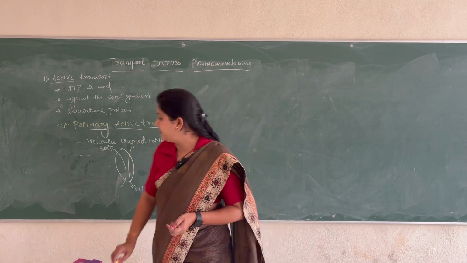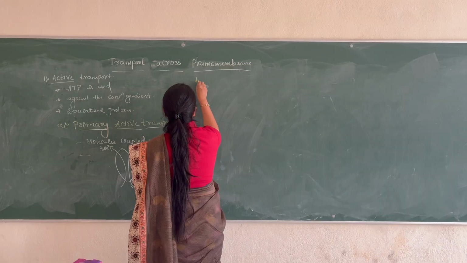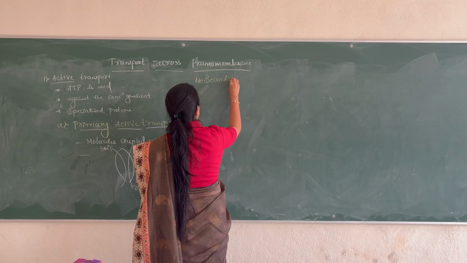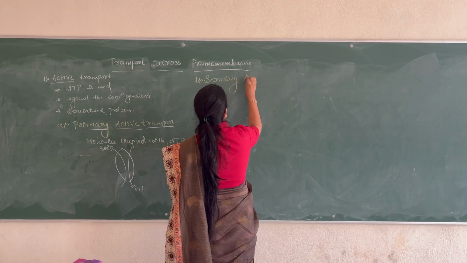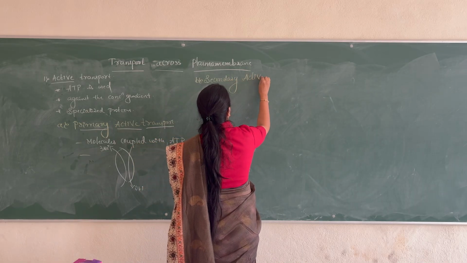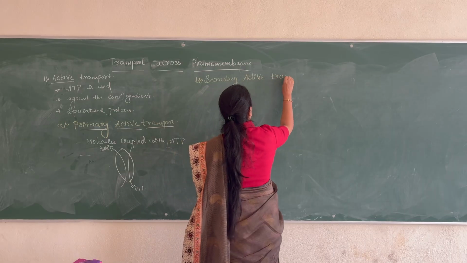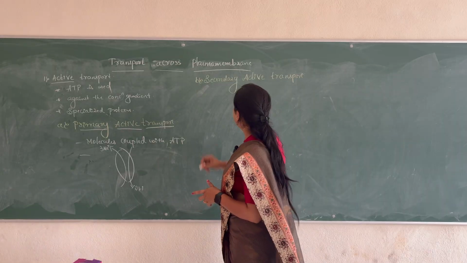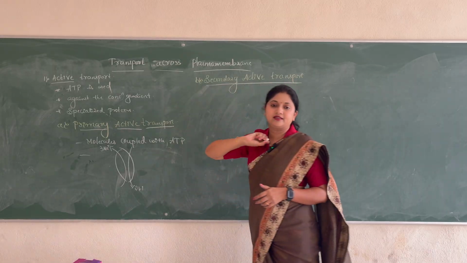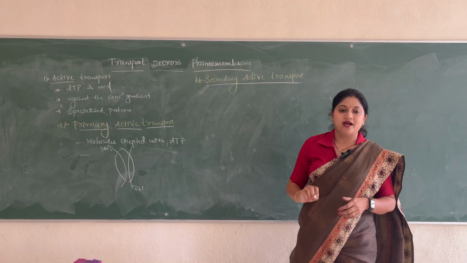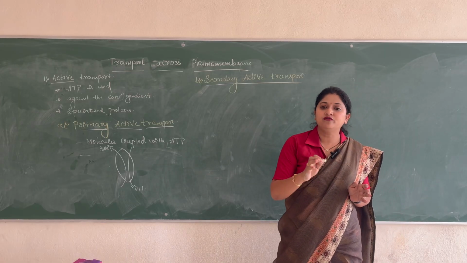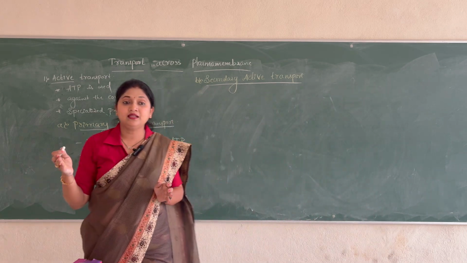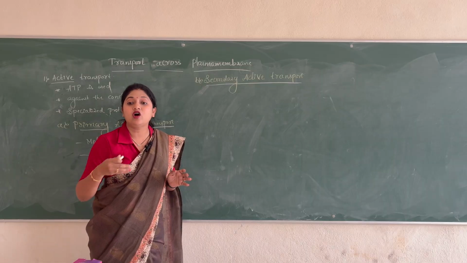But coming to the second type of transport, that is secondary active transport, let us imagine a molecule has to move uphill. A molecule has to move uphill, that is, by the endergonic reaction.